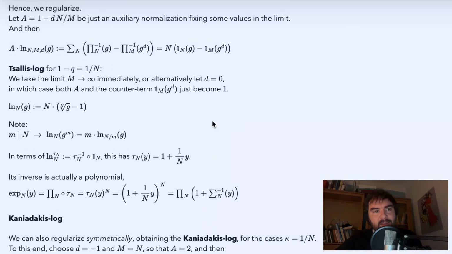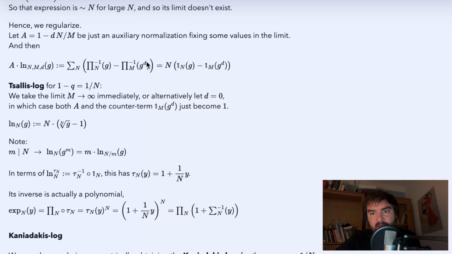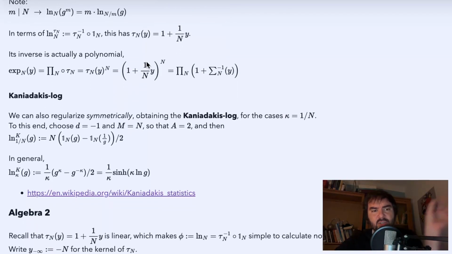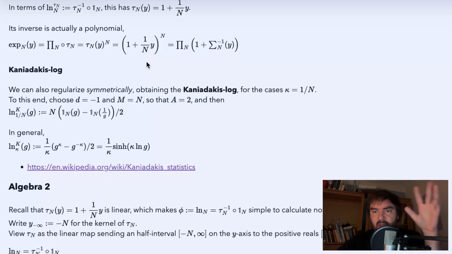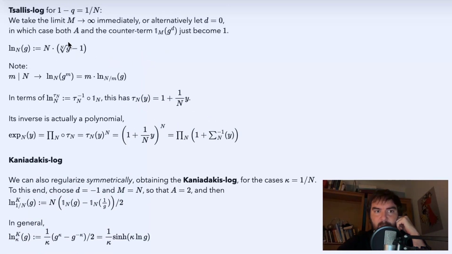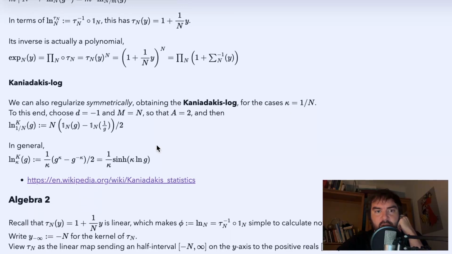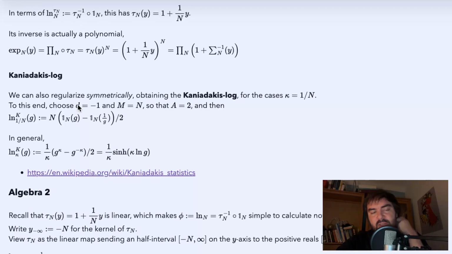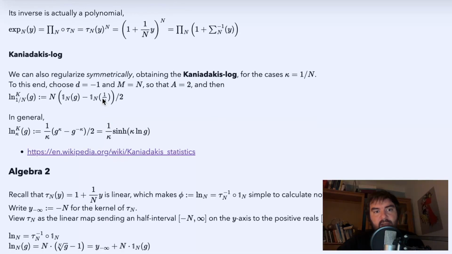Okay, and why did I define this in all this generality with these parameters m and d and so on and so forth? This is basically just to motivate that there are also other deformed logarithms of this shape which do not just take a -1 here, but you can also choose these other parameters. You choose d is -1, and you fix m to n, and then you get this sort of symmetrized logarithm, and this is then called Kaniadakis logarithm.